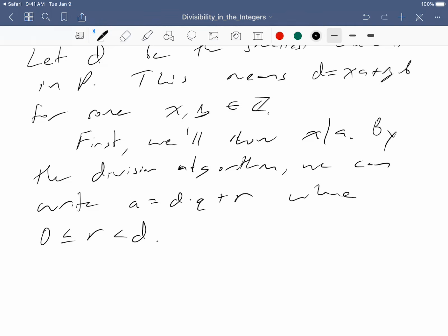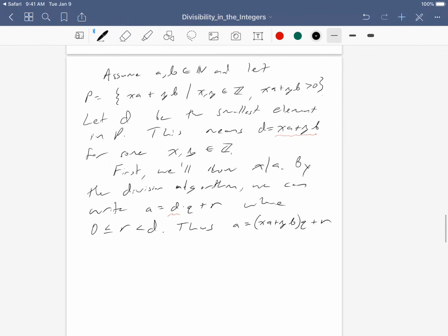So now let's do a little bit of substitution. We knew that D was XA plus YB, and here's D showing up in this equation, so let's put those together. So thus, we have that A is, replacing D with XA plus YB, times Q plus R.